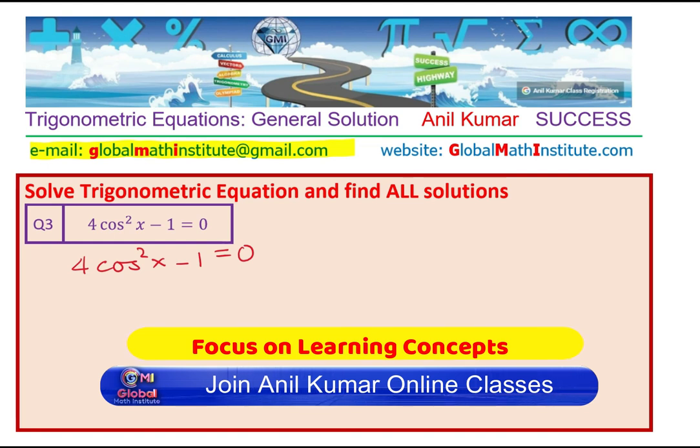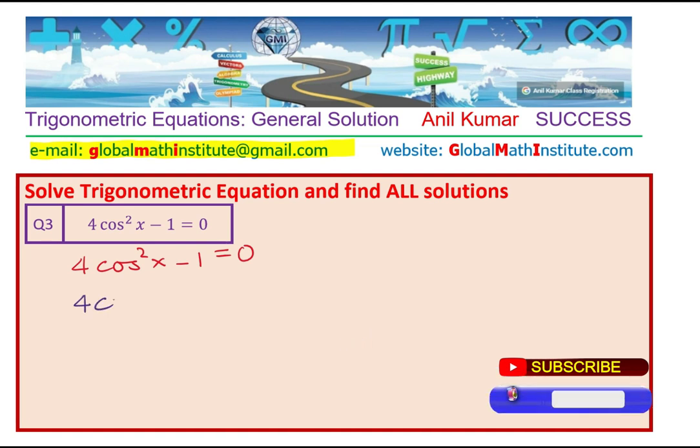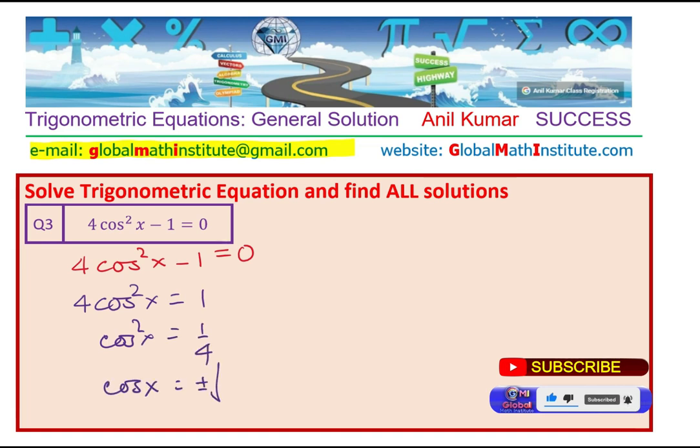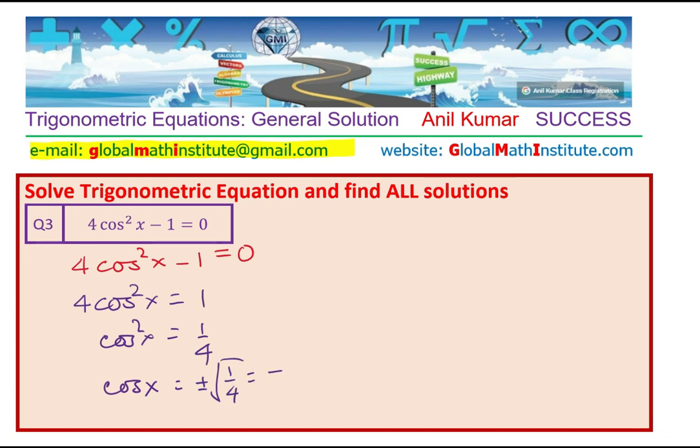Okay, now let's look into the solution of this question. So let's isolate. We get 4 cos square x equals 1, cos square x equals 1 over 4, cos x equals plus minus square root of 1 over 4, which is plus minus half. So all values, right? Plus minus. That means we're looking for solutions in every quadrant, right?